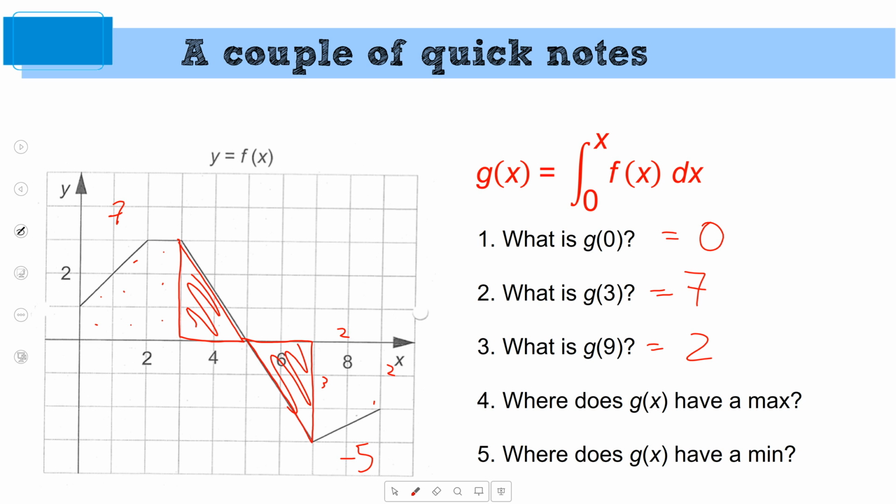Will you ever be asked to find g of 0 or g of 3, any of these without a picture like this, or no? You'd have to be given some type of information. These types of problems normally are accompanied by some pretty geometric picture where you've got triangles, rectangles, squares, trapezoids, that kind of stuff.